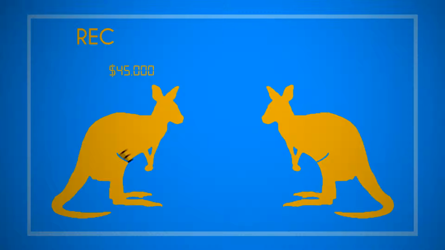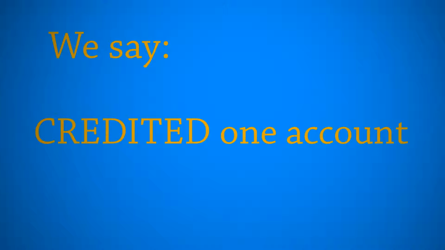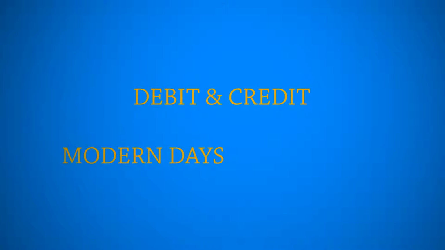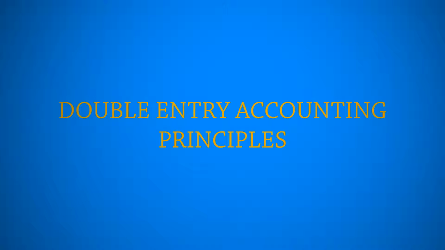Now do you see how we record the flow of values from one kangaroo to another? Whenever we subtract value from one pouch, we have to add the same value to another kangaroo's pouch. In accounting jargon, we say that we have credited one account and debited another. Debit and credit entries such as these form the basis of modern day accounting. We call this the double entry accounting principles.